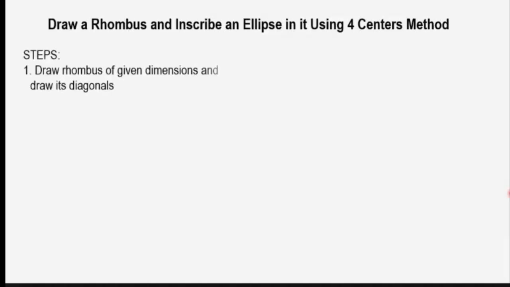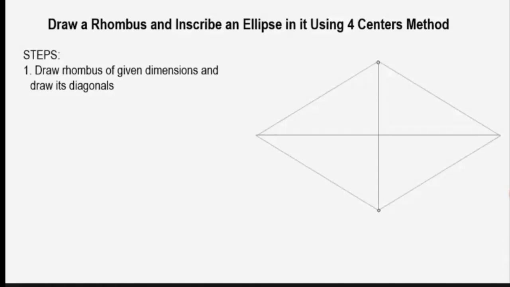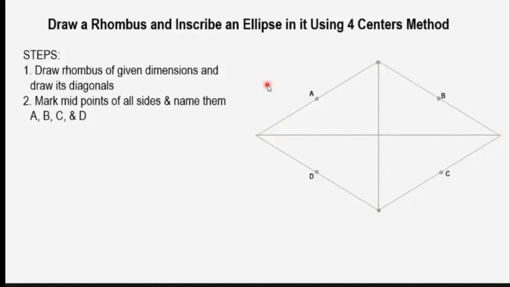Okay, so first draw a rhombus of the given dimensions and draw its diagonals. So this is the rhombus of the given dimensions and the angles, and we have also drawn the diagonals. This is the smaller diagonal of the rhombus, the vertical line, and the horizontal line is the bigger diagonal of the rhombus. Mark the midpoints of all the sides and name them A, B, C, and D. Now here A, B, C, D are not major and minor axes. Any 4 points, I'm calling them A, B, C, and D. So the midpoint of this side is A, midpoint of this side is B, and so on.